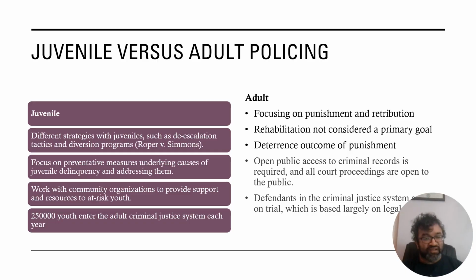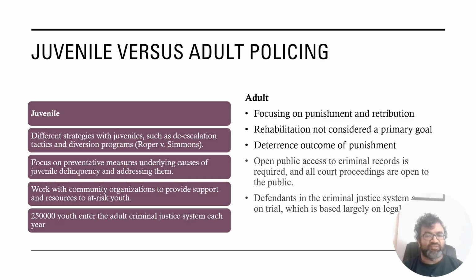Focus on preventative measures, underlying causes of juvenile delinquency, and addressing them. So going downstream, going upstream, and taking a look at how to prevent rather than after the crime has been committed. So work with community organizations to provide support to at-risk youth. And just to give you some context, 250,000 youth enter the adult criminal system each year, so that they should be treated as youth. So adults, they're different from children, from juveniles.